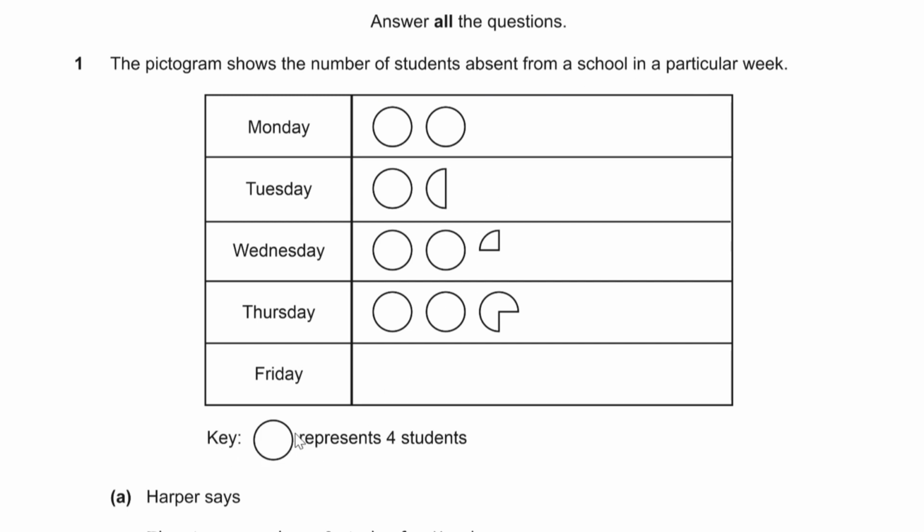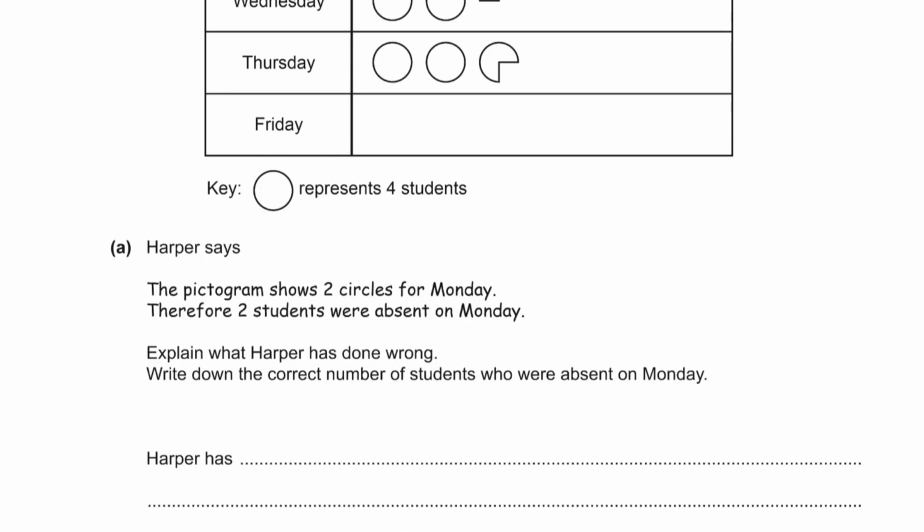We've got this key. A full circle represents 4 students. Part A, Harper says, the pictogram shows 2 circles for Monday, therefore 2 students were absent on Monday. Explain what Harper has done wrong. Write down the correct number of students who were absent on Monday.